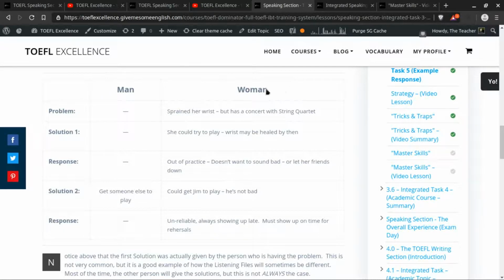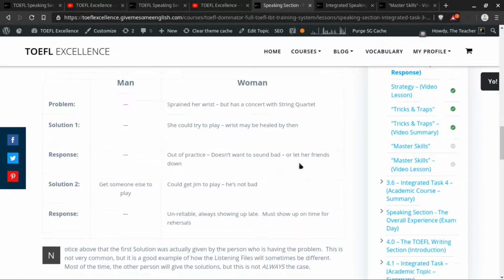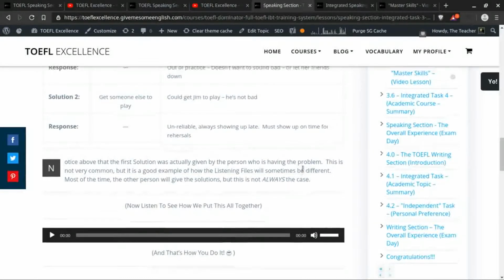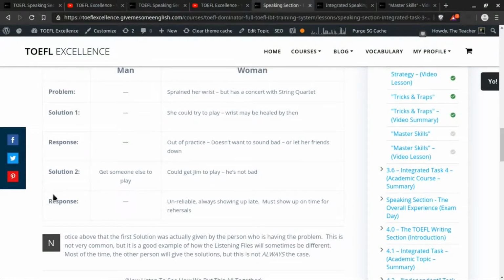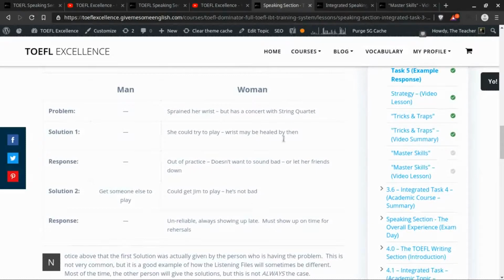Put either man or woman or person 1, person 2 at the top, split the page right down the middle, put a little P for problem, S1 for solution 1, another space for the response or the excuse or something like that, S2 for solution 2, and another space for response. You don't have to put these labels here, but it certainly helps. And then, as far as giving your answer, all you have to do is follow this structure.